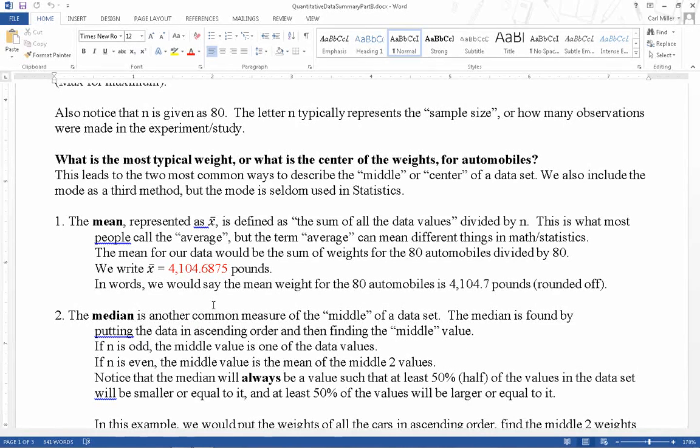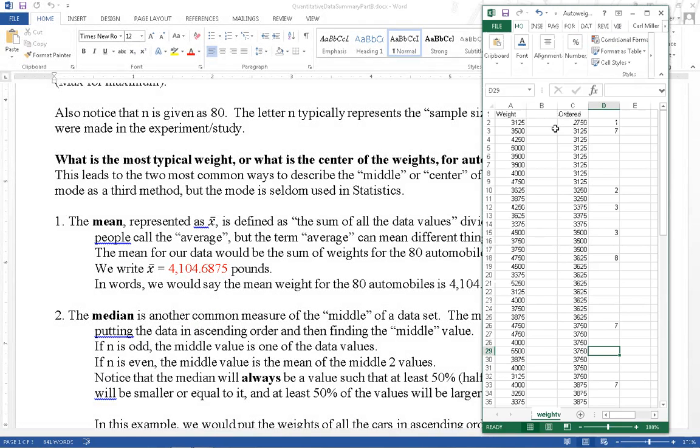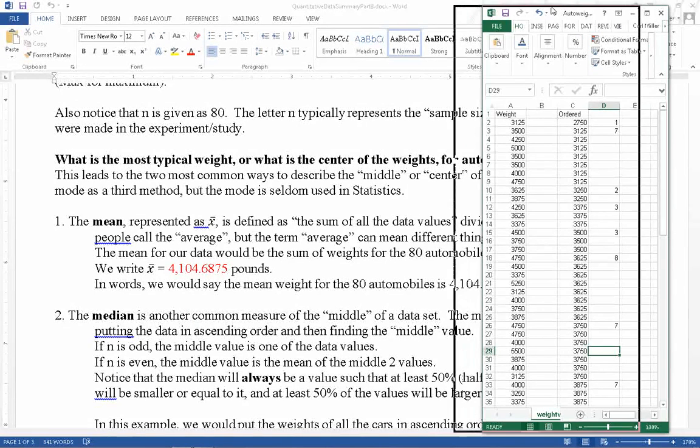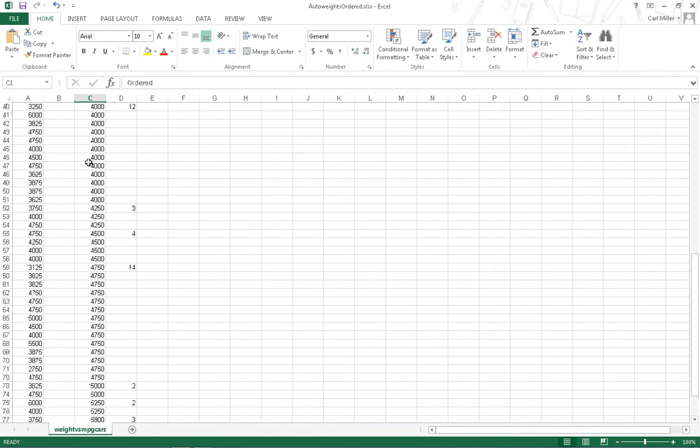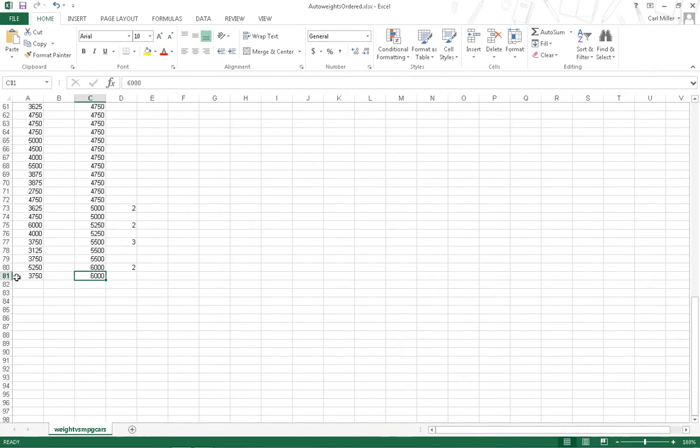Let me show you what that would look like in terms of our data in an Excel file. What I did was take the initial weights that were in column A, and put them in order. If you ignore line 1, the data really begins on line 2, and the data set goes down to line 81. So 81 minus 1 would be the 80 data points.